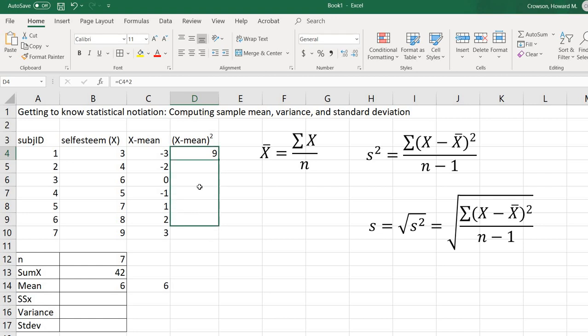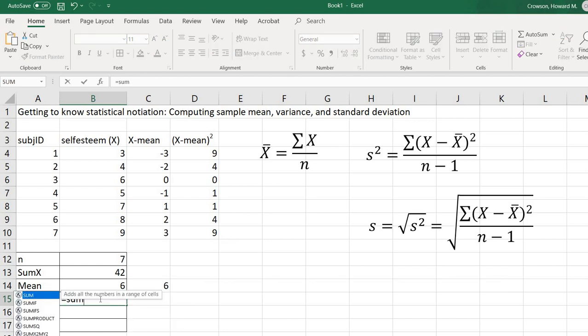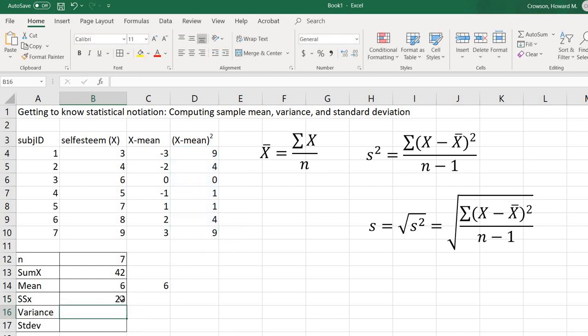And then obviously we can do that the same way for each of the remaining persons with respect to their scores on x. So now we have all of our squared deviation scores, and then the final step in the numerator of the variance formula is to sum it, and that's what provides us with the sum of squares for x. So to do this, I'm just going to say equals sum all of these values within this column and hit enter, and so now you can see that the sum of squares for x is 28.